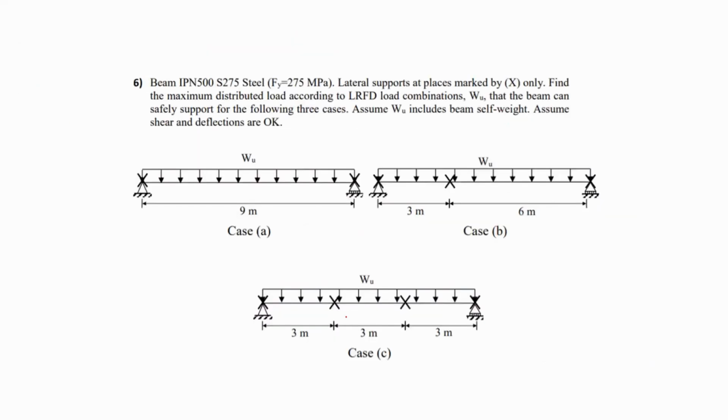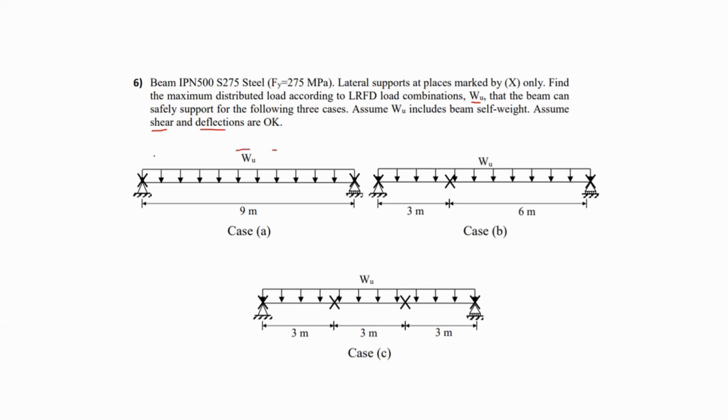Okay, I'm moving to question number 6. Now, in this problem, I have a beam. It says beam IPN 500. The steel is S275 with a capacity of 275 megapascal. Lateral supports at places marked by X only. Find the maximum distributed load according to LRFD load combinations. So what the beam can safely support for the following 3 cases. Assume W includes beam self-weight, and assume the shear and deflections are okay. So we don't have to check for the shear or deflections.